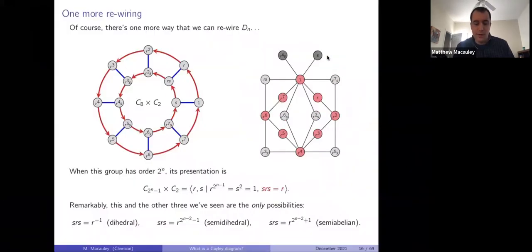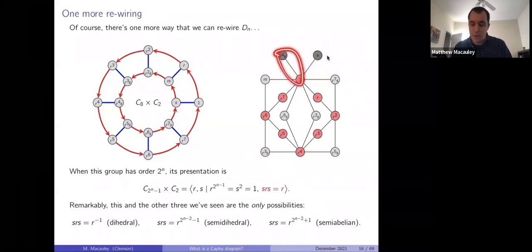Of course, there's one more way we can rewire this. If we put these inner red arrows this way, we get an abelian group. I'm not going to define this, I just want to mention it in passing. For every finite group, you can draw what's called a cycle diagram that tells you basically all the orbit structure, the cyclic subgroups. So here's a 2-cycle, or cyclic size 2 subgroup.